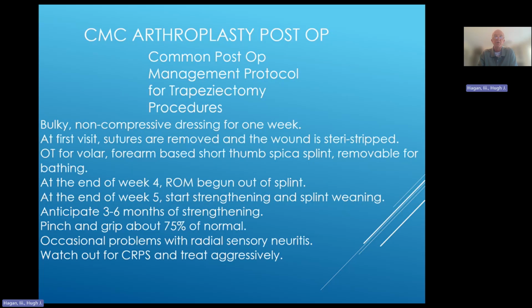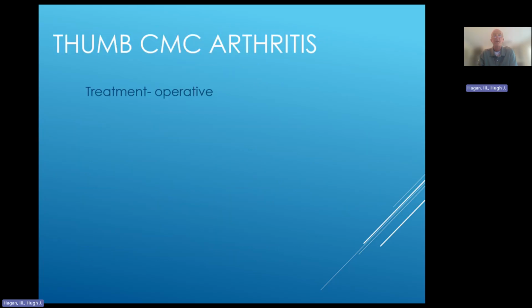Overall results are good. Patients will regain about 3/4 of their normal grip strength, their normal pinch strength, what they might have had they never been arthritic in the first place. You can get into problems with radial sensory neuritis with this exposure. There have been some exposures described that go deep to the abductor thenar muscle fascia to avoid that. But it's really, most of the time, it's a very transient thing. If you detect CRPS, you go after it right away. Don't let it get to the point where they're getting stiff.